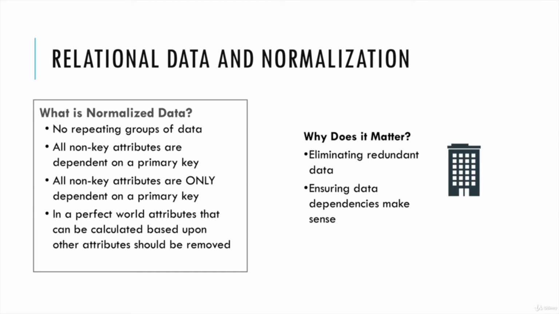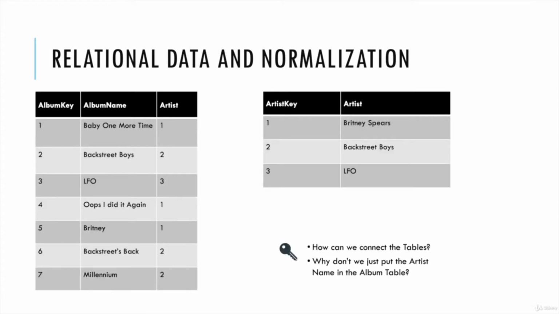So we're going to talk more about that second part, ensuring dependencies make sense, by taking this past example and setting it up in a more normalized fashion. This is the exact same data that we had in our prior example, but now we split it out into 2 tables. The first one is albums, and the second one is artists. And you can see each table has their own primary key. Album key is the primary key for albums, and artist key is the primary key for artists.